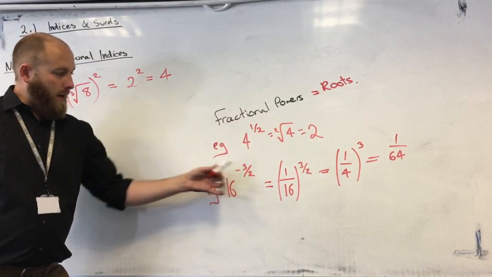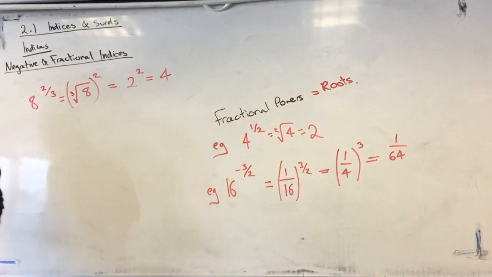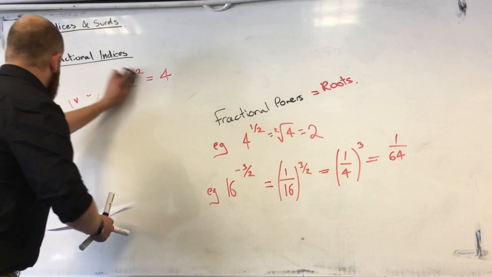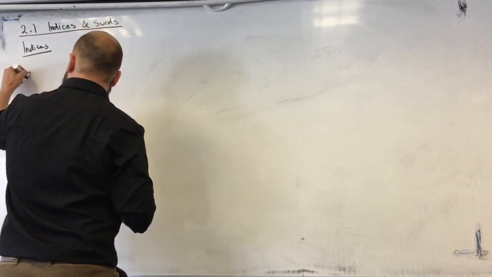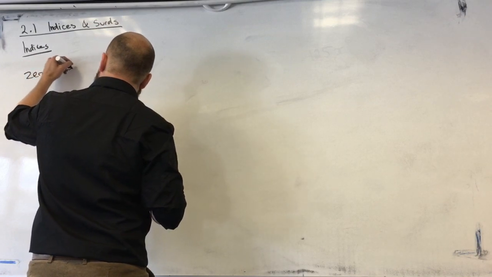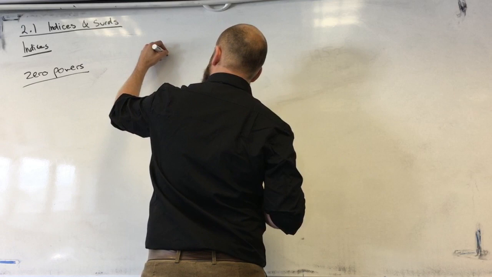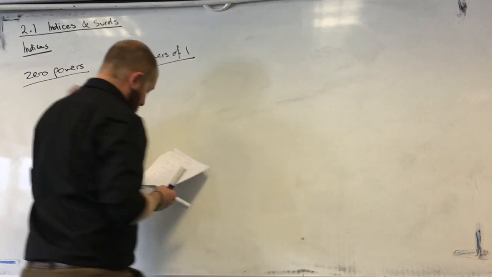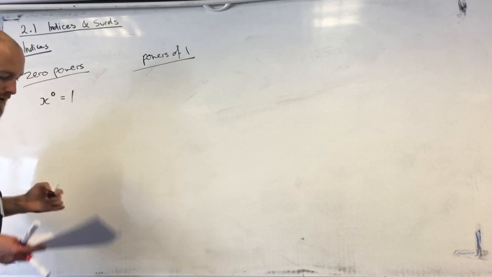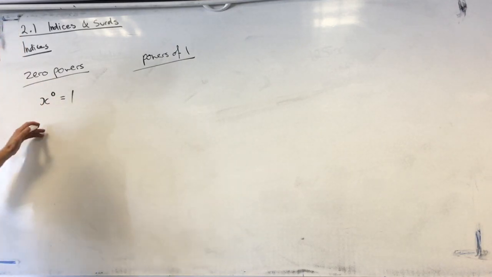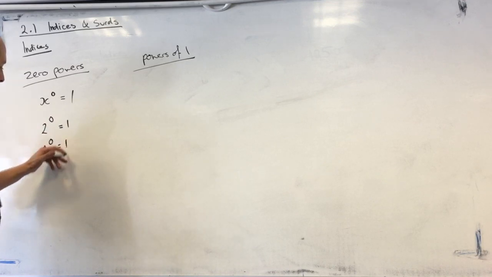They're always going to be some kind of root, and they often combine them with negatives and normal powers as well. Okay, there's 2 more weird bits in indices we have to talk about. So we've got 0 powers and powers of 1. So 0 powers, some of you should already know this. X to the power 0 is 1. In fact, anything to the power 0 is 1. So 2 to the power 0 is also 1. A to the power 0 is 1, etc., etc.